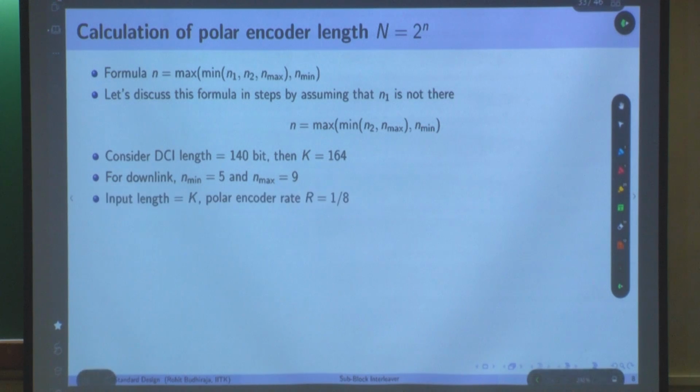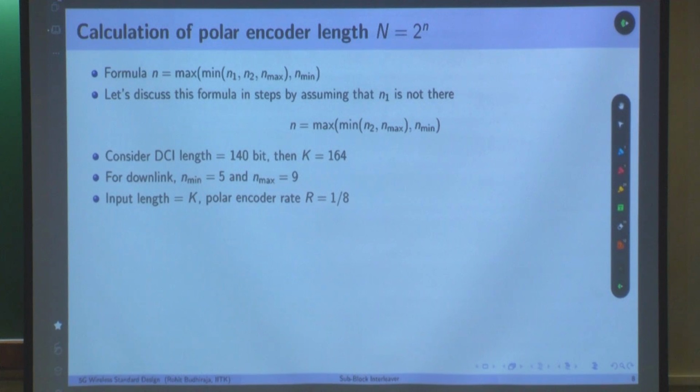So we'll substitute it over here. Input length is K, and as I said, this is the mother code rate for the polar encoder. What was it? R is 1 by 8. So this is capital R. Everything is going to play a role here, and that's what I'm going to show you.